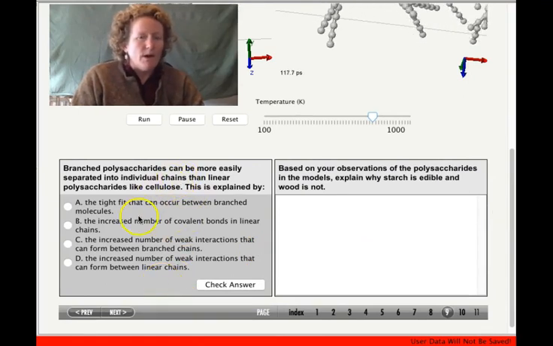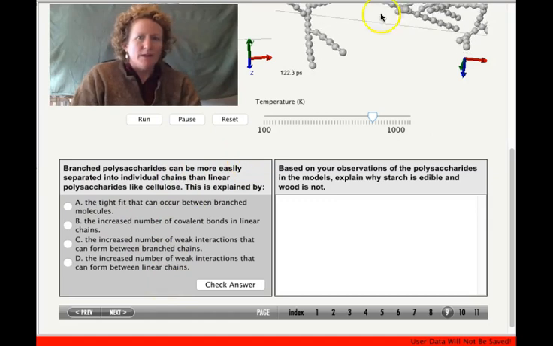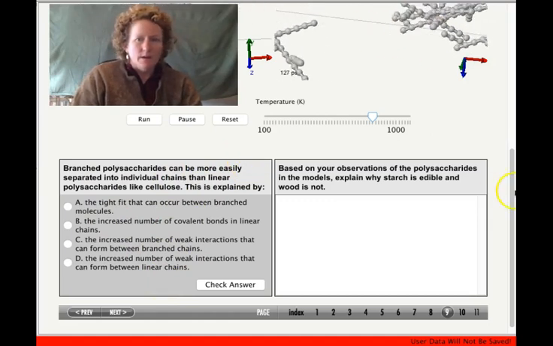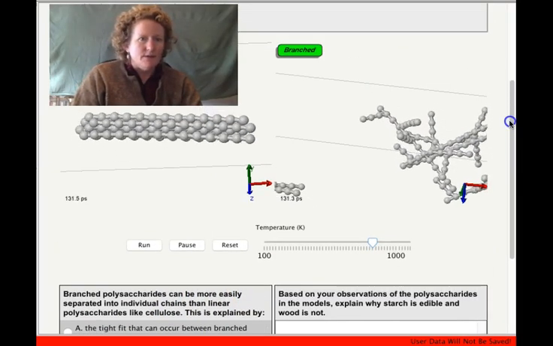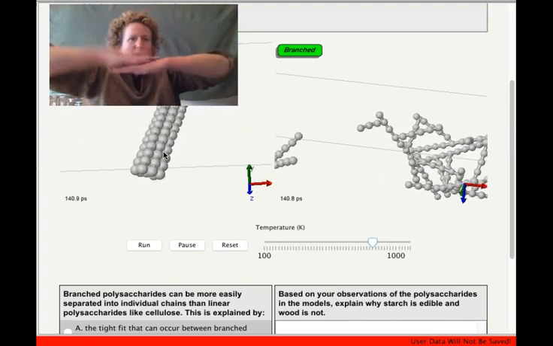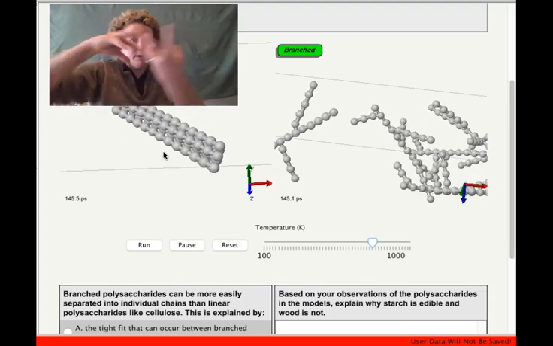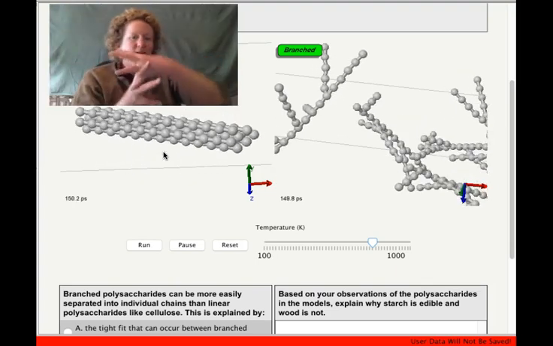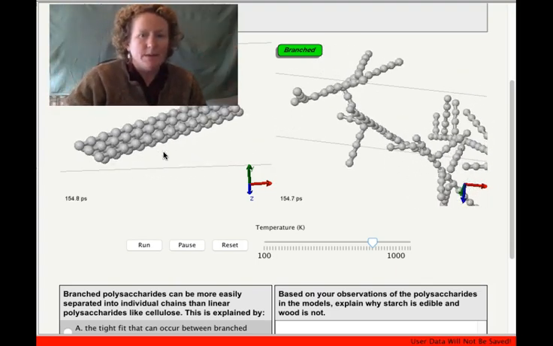So think about why you can separate branched polysaccharides up here. They're not stuck together in the same way these linear molecules stick together that are all packed together. If you have something all branched, it doesn't quite line up the same way and it's easier to separate.